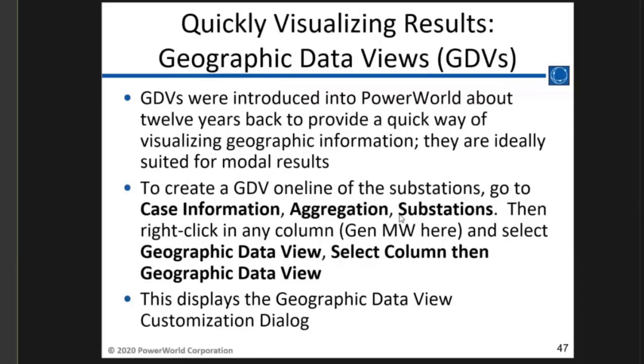GDVs, or Geographic Data Views, were introduced in PowerWorld about 12 years back to provide a quick way of visualizing information about the grid, and they're ideally suited for modal results. To create a GDV one-line of the substations, we just go to Case Information, Aggregation, Substations, right-click on any column and select Geographic View, Select Column, then Geographic Data View. Okay, so I read that pretty fast, but let's do it.